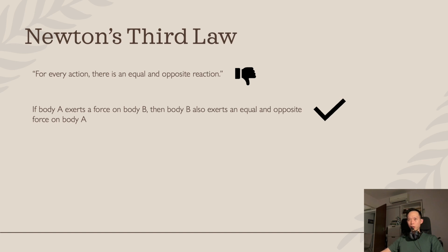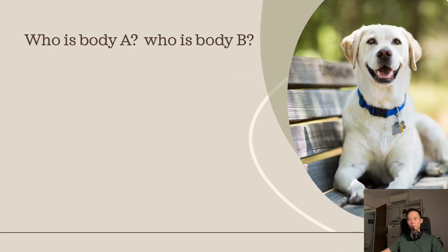I prefer the second way of describing Newton's third law, which is stated here. If body A exerts a force on body B, then body B also exerts an equal and opposite force on body A. So if you think about that second way of describing Newton's third law, then you have to answer the question, for each of the forces that's acting, right? Which is your body A that's exerting the force, and which is the body B that is experiencing the force being exerted on it.